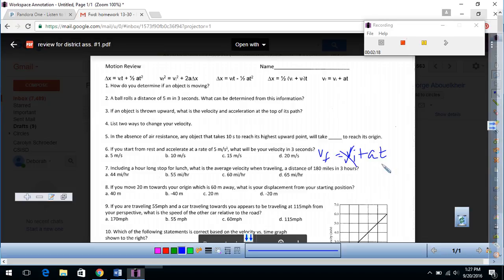Number 7 says, including an hour-long trip for lunch, what is the average velocity when traveling a distance of 180 miles? So total distance over total time. If you move 20 meters towards your origin, which is 60 meters away, what is your displacement from your starting position?